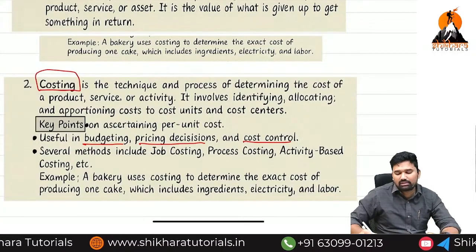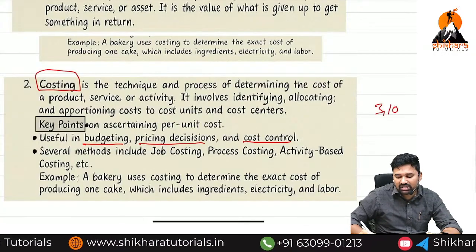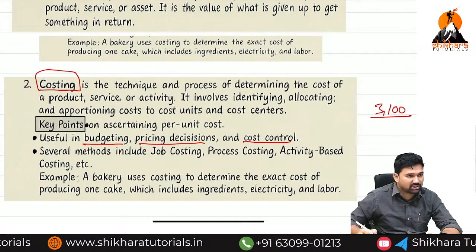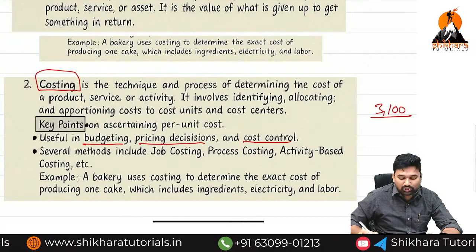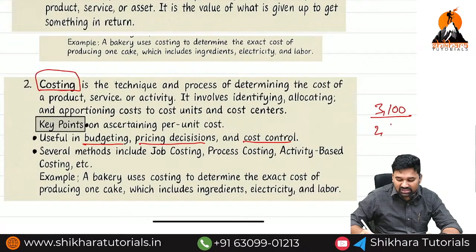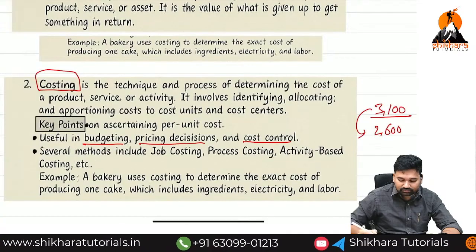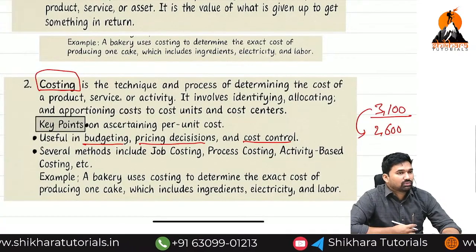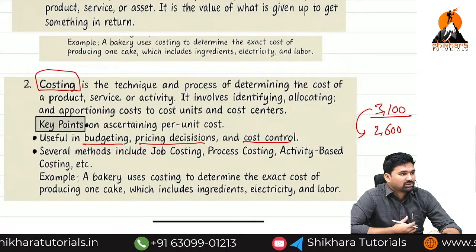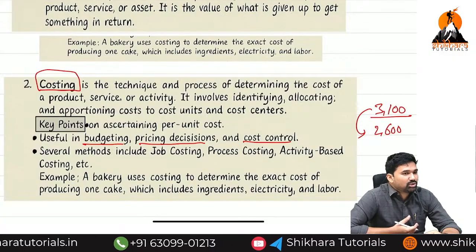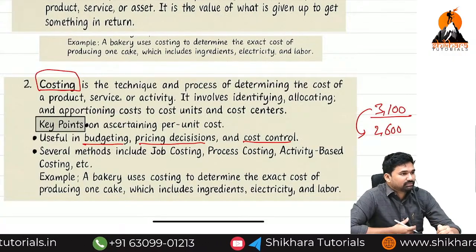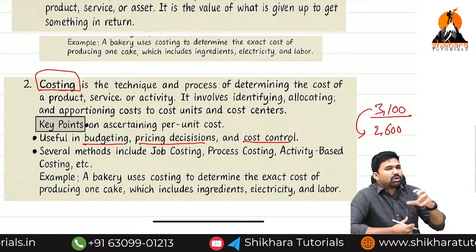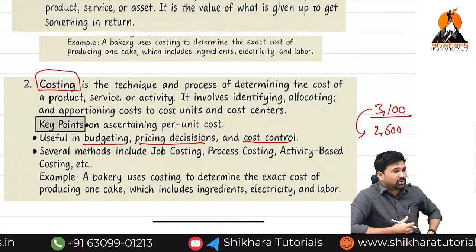Say for example, 3,100 is your manufacturing cost rate. You wish to reduce this cost to 2,600. So where can I reduce the cost? What steps should I take to reduce my cost? What are the prominent areas to reduce my cost?